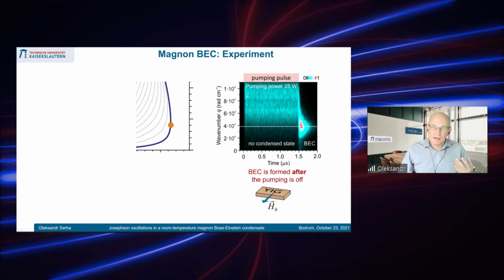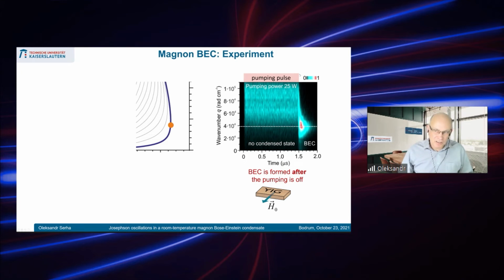We see that when we apply the external microwave pumping pulse and start to inject magnons into our system, the first magnons populate only these higher values of wave numbers. Only a very small density of magnons appears at the minimum of the spectrum, and there is no concentration, no Bose-Einstein condensation at all. But what occurs when we switch pumping off?